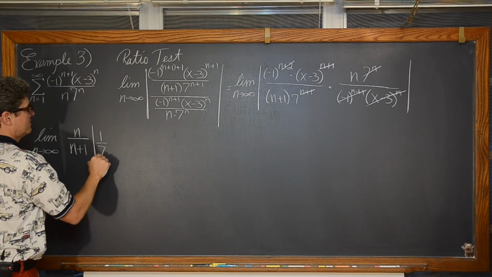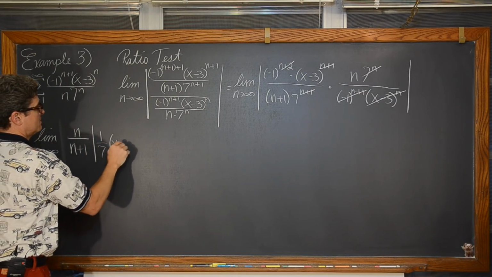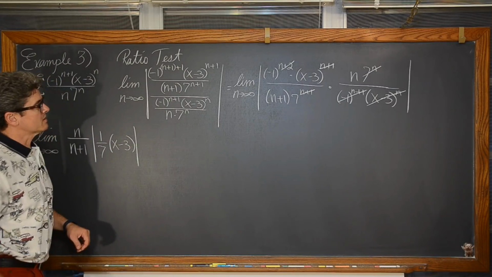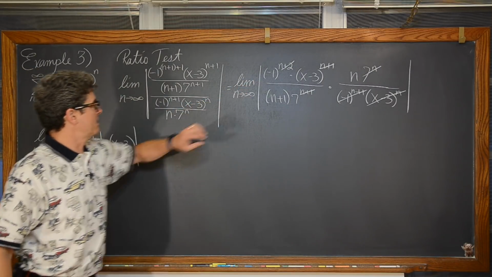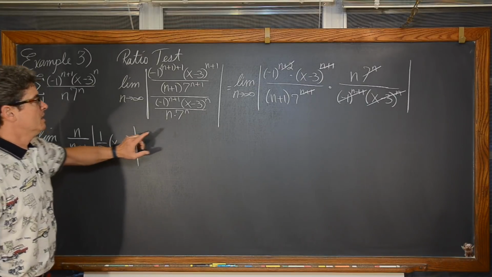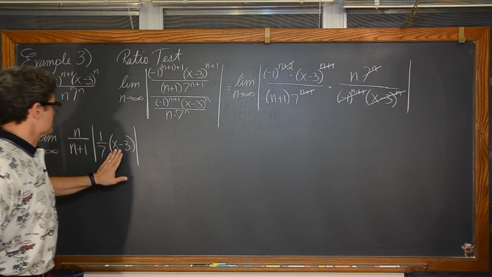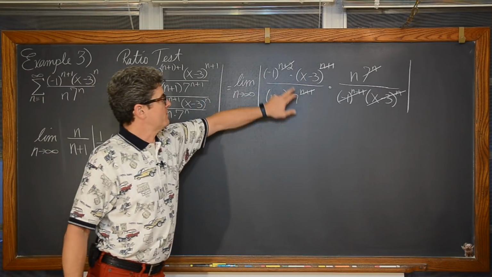So we have, let me just make sure I didn't copy something down wrong. Absolute value taking care of that negative 1. We have our factor of x minus 3 here. We have a 1 over 7.